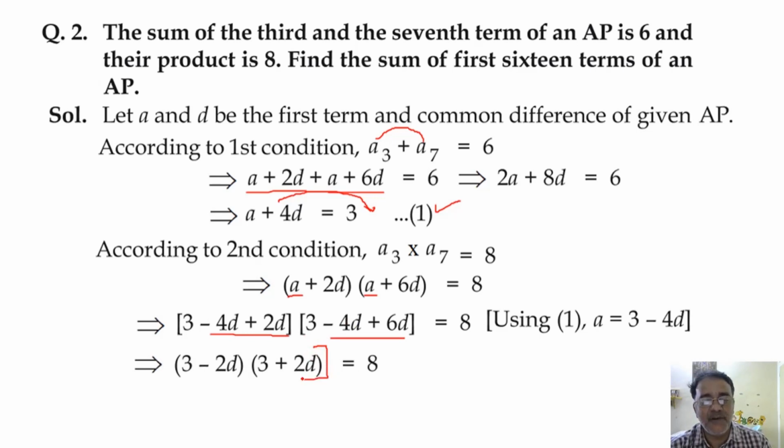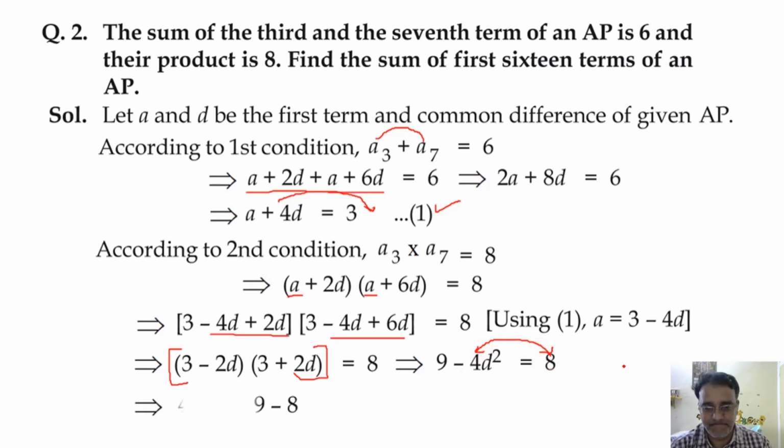Again, this is in the form of A plus B into A minus B. So what are we going to get here? 9 minus 4D squared. Not 4D whole squared, 4D squared, or say 2D whole squared. So 9 minus 4D squared is equal to 8. Interchange these two. So 4D squared is equal to 9 minus 8, that is 1, and we get D squared is equal to 1 by 4.